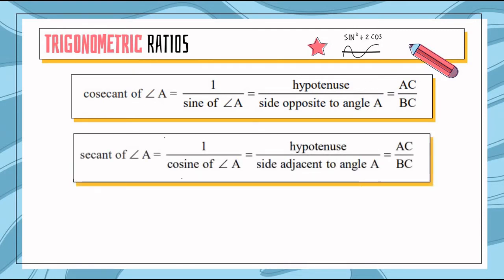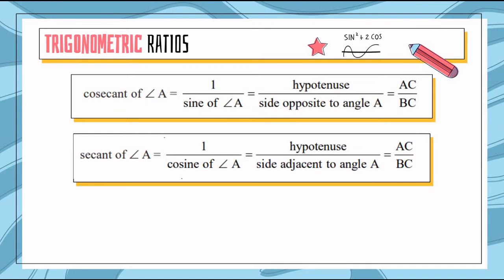And then let's look at secant theta. Secant theta is also the reciprocal of something. What is it? It is the reciprocal of cosine theta. Theta can be any angle, but in here we are considering the angle A. So it is going to be 1 by cosine of angle A.